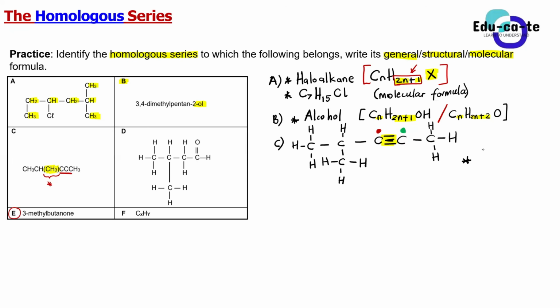And now that you have got the homologous series, give its general formula. What is the general formula for alkynes? Yes, Orif? CnH2n minus 2. Okay, that's the general formula. This is just the general formula for alkynes.